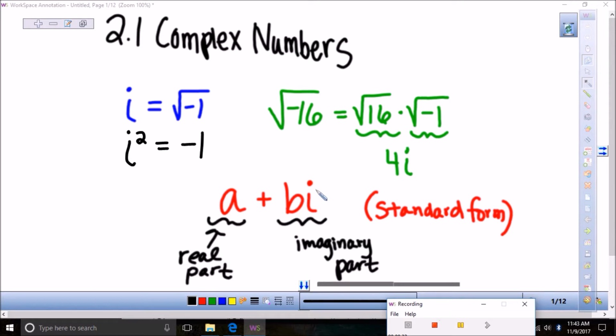We could simplify something like the square root of -16, split it into the square root of 16 times the square root of -1, and that turns into 4i. We're going to be writing all of our answers today in standard form, which we call a + bi, where a is the real part of the number and bi is the imaginary part. Complex numbers is just the name that we give to every single type of number, real numbers and also imaginary numbers.